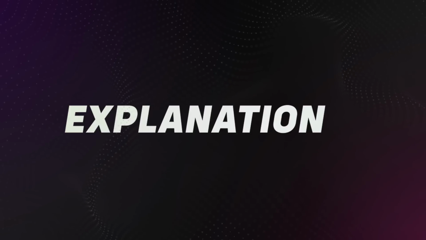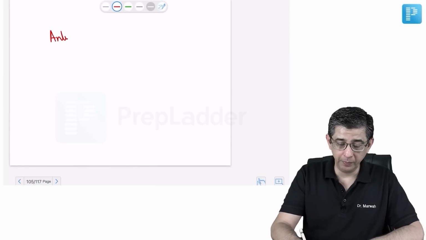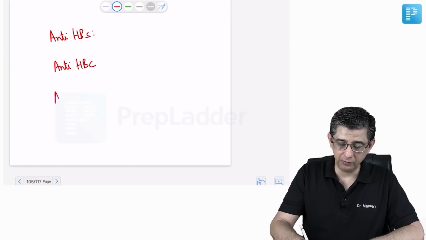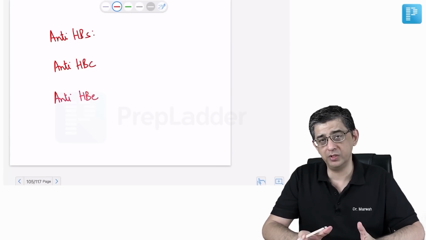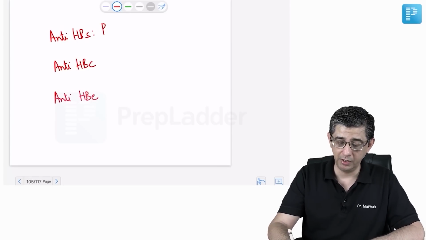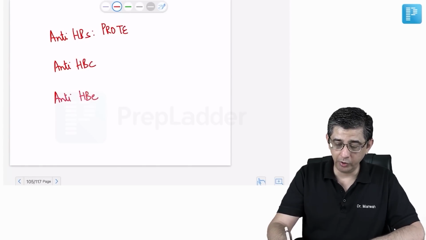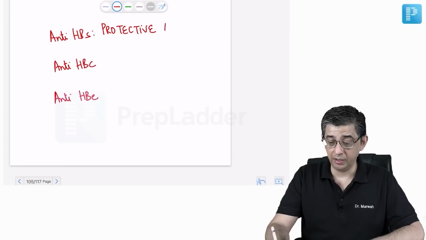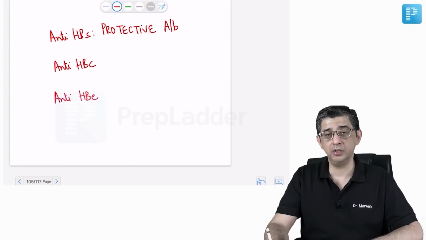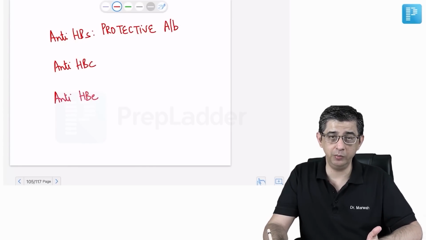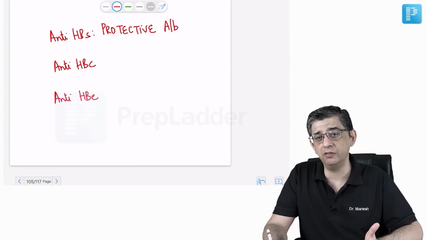Here is the explanation. To be remembered by you would be antibody against the surface antigen, which is anyway the protective antibody. Then is antibody to the core antigen. And the third one would be antibody to the E antigen. And before I formulate a table before you, it's important to understand the importance. You see, antibody to surface antigen will develop even in an individual who has received a vaccine and also a person who has recovered from hepatitis B, because I told you in majority of cases recovery will occur on its own.